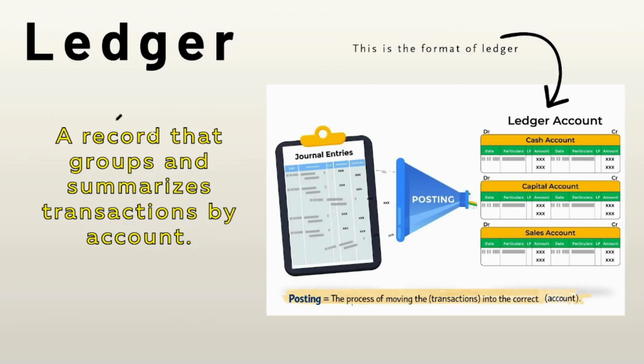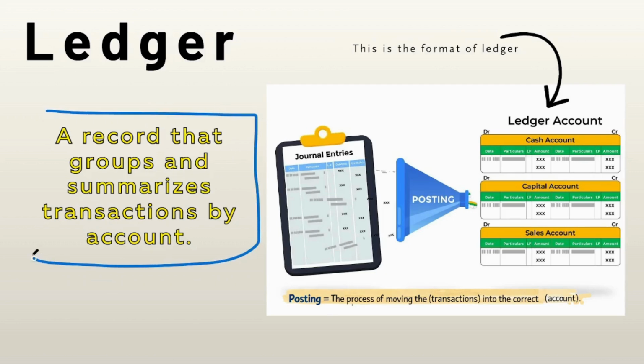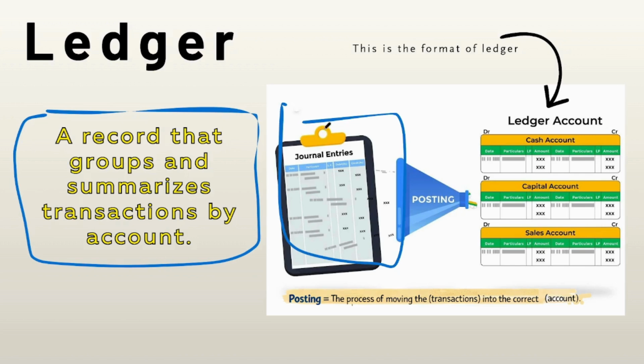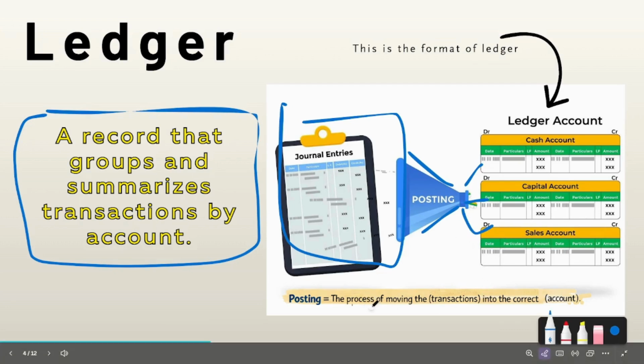Let's get a formal definition down. A ledger is a record that groups and summarizes transactions by account. Look at the funnel graphic on the slide. We pour all those mixed up journal entries into the funnel, and the ledger separates them. All the cash goes to the cash account, all the capital goes to the capital account. This format is what allows us to see the balance, or the final result of any specific item.